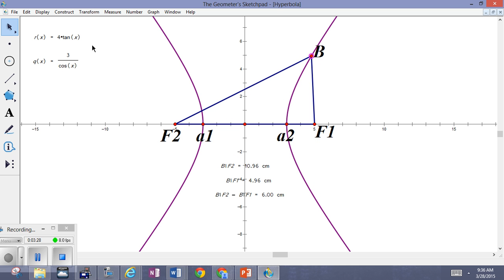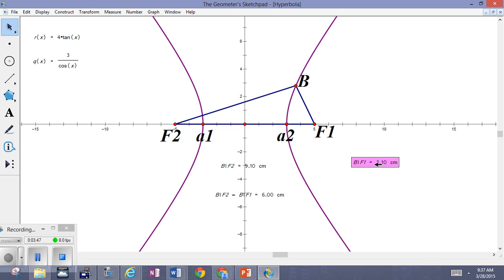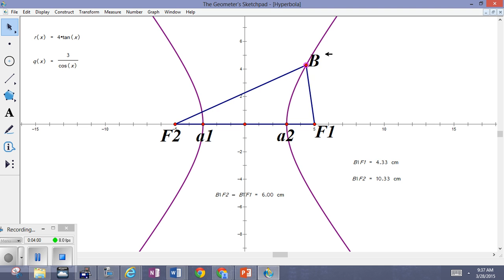Okay, as you can see over here, I've defined this parametrically, and of course this is the secant because it's one over the cosine. So I've defined my graph here parametrically. All right, the distance from B to F1 is computed right here, and subject to change, of course, and the distance from B to F2 is computed right here, and it's subject to change, and we're going to subtract them. And when subtracting them, we're going to see that that is a constant value of 6.